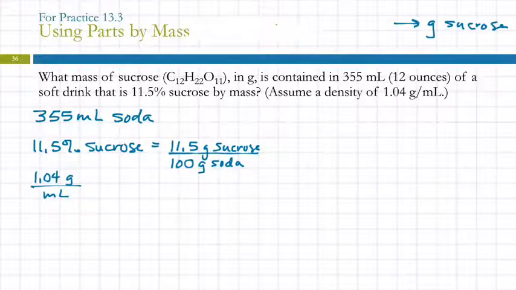I'll get rid of this. So I'm going to start with milliliters of soda. Then I have to figure out how to get to grams of sucrose. Well, this density, grams of what per milliliter of what? What does that density refer to? Assume a density of 1.04 grams per milliliter. Is that the density of sucrose or the density of the soft drink or what? It's not the amount of sucrose per milliliter of soda, because that would be like equal amounts. This is the density of the soda. So that's grams of soda per milliliter of soda.